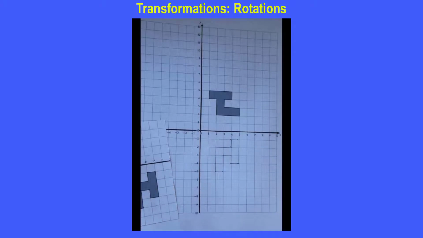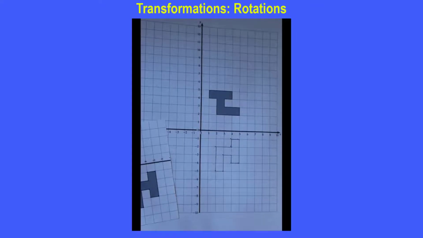And so we have our image having been rotated by 90 degrees about the origin clockwise. Now, if I had tracing paper, I could be a little bit more accurate where those dots are going to go, but this one works quite nicely.